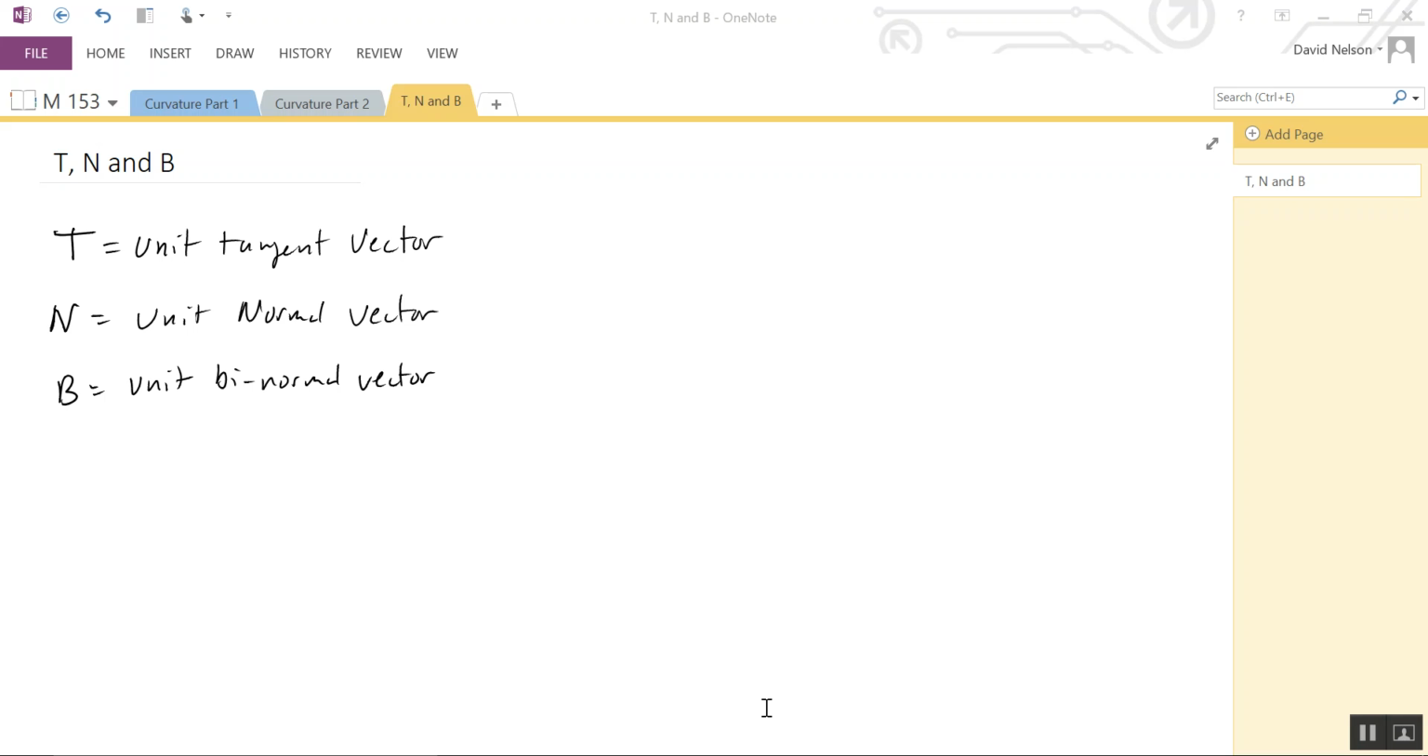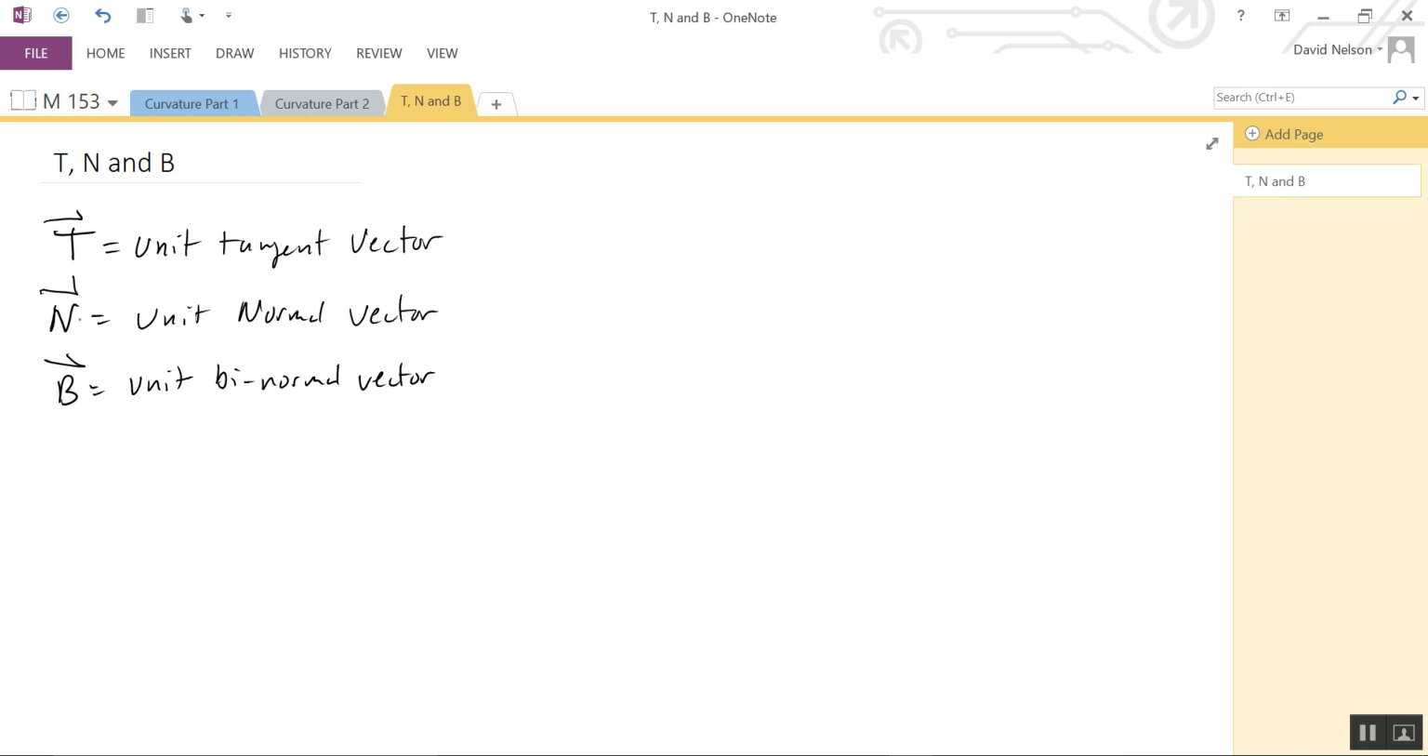Alright class, we've got one more thing we want to talk about before we finish our discussion as we're leaving space curves and getting into motion in 3-space. And that's this notion of the T, N, and B vectors.